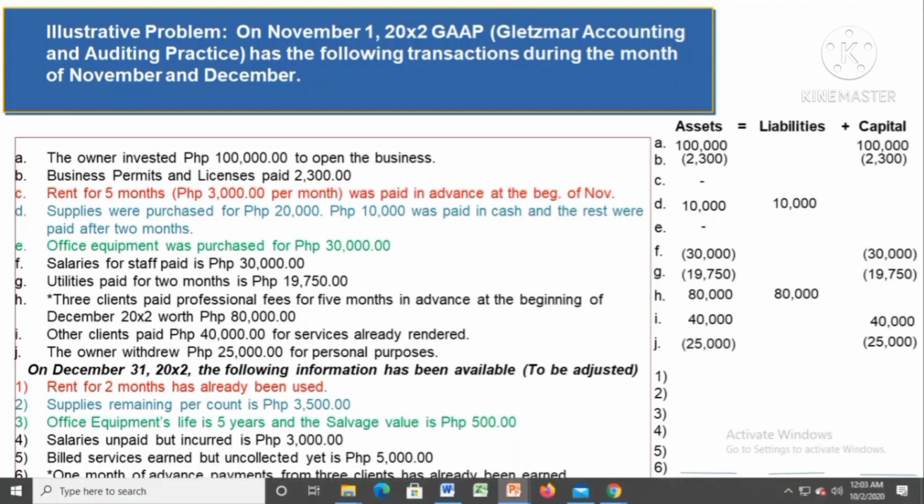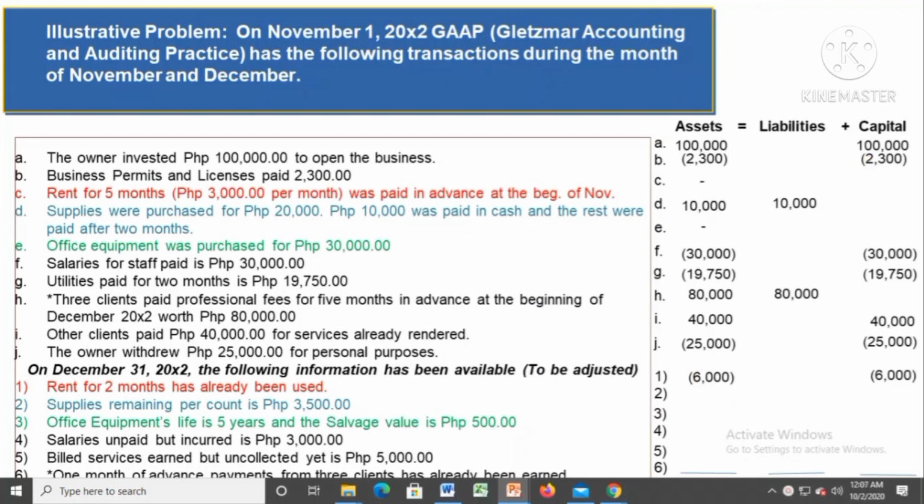So let's go now to the transactions for adjustment. Transaction number 1 is directly related to transaction C above. It states that the advance payments for 2 months were already used. Since the monthly rent on letter C is 3,000 per month, you multiply it by 2 months, then we have 6,000. So you need to deduct your assets by 6,000, specifically the prepaid rent account, and then you're also going to deduct the capital because they are already considered as expenses.